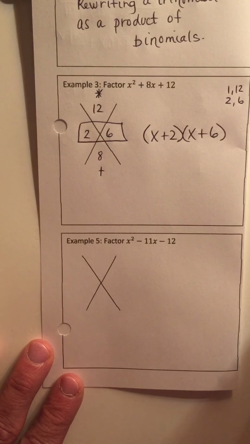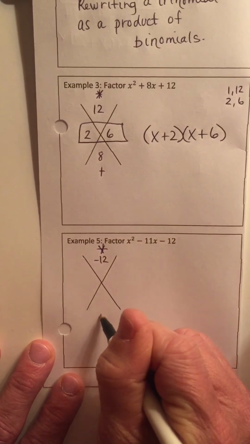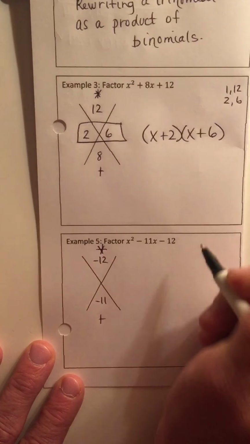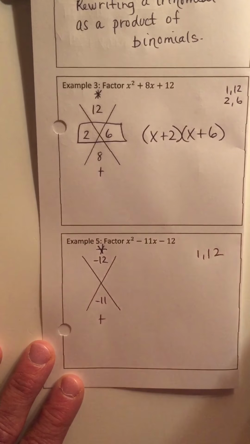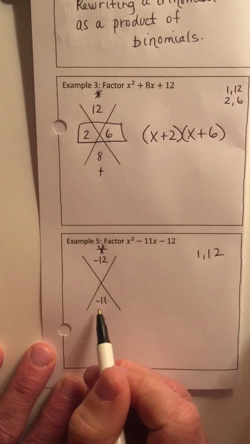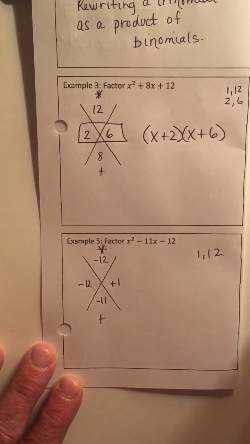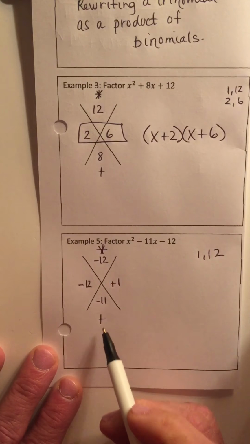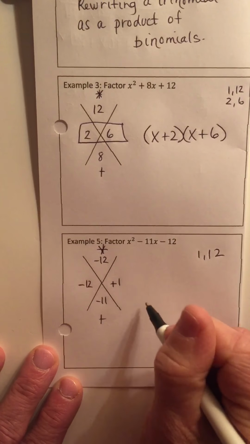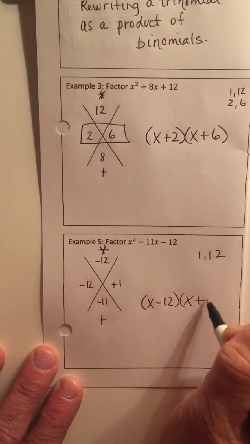Example 5, we're going to factor x squared minus 11x minus 12. Multiply to negative 12, add to negative 11. Our factors, we are going to use our 1 and 12, but we need to check the signs. We need to get a negative 11, so we're going to need a negative 12 and a positive 1. They multiply to negative 12 and add to negative 11. x minus 12 times x plus 1.